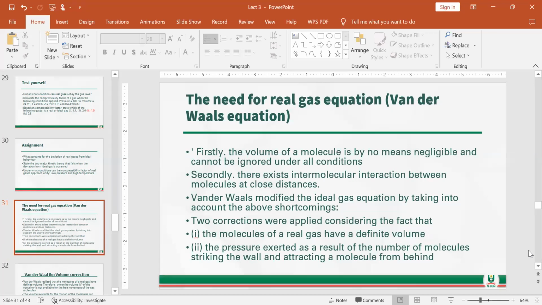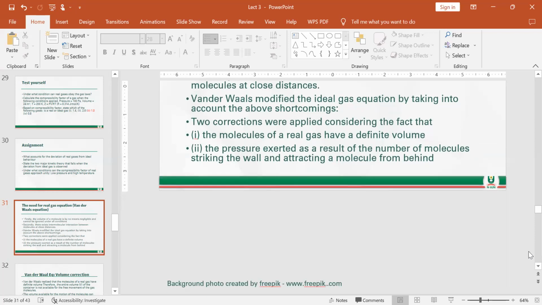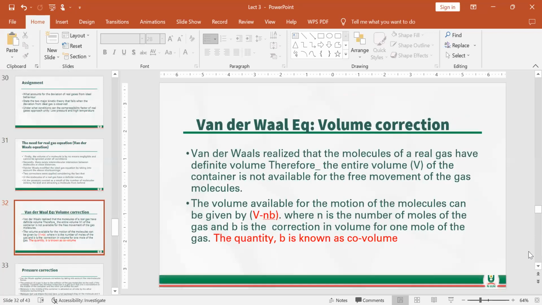Two corrections were applied, considering the fact that, one, the molecules of a real gas have a definite volume, and two, there is pressure exerted as a result of molecules striking the wall and attracting a molecule from behind. Van der Waals realized that the molecules of a gas have definite volume. Therefore, the entire volume of the container is not available for the free movement of the gas molecules. The volume available for the motion of the molecules can now be given as V minus nb, where b is known as the co-volume.